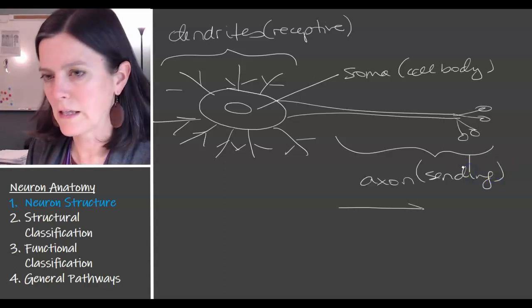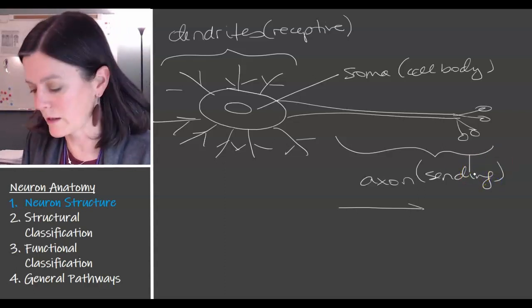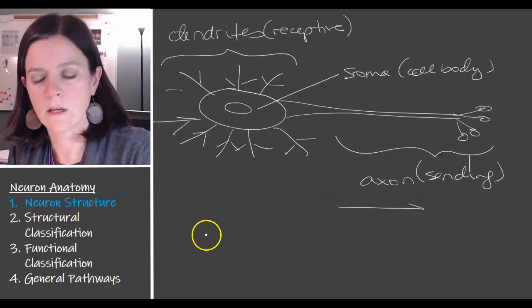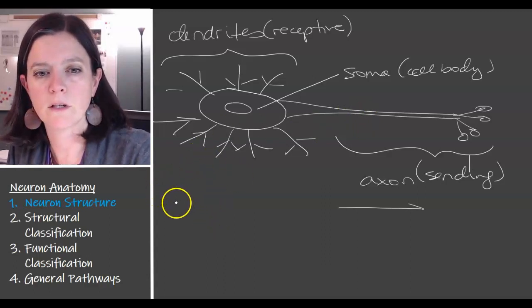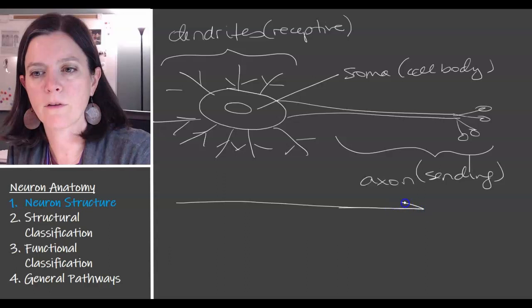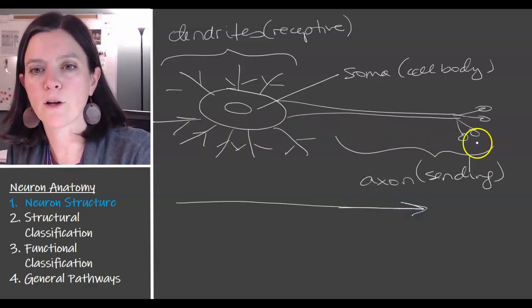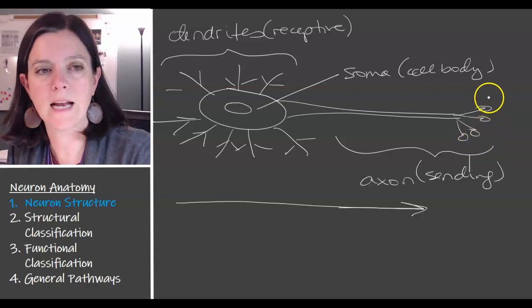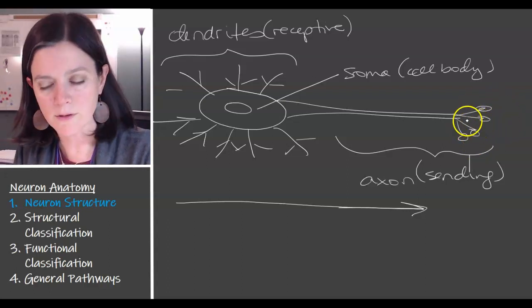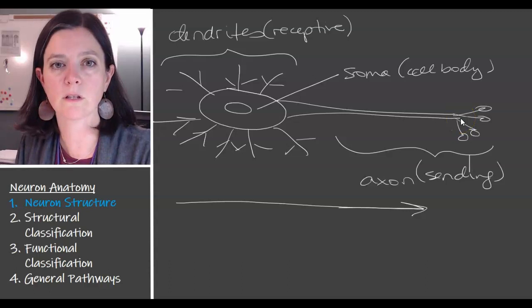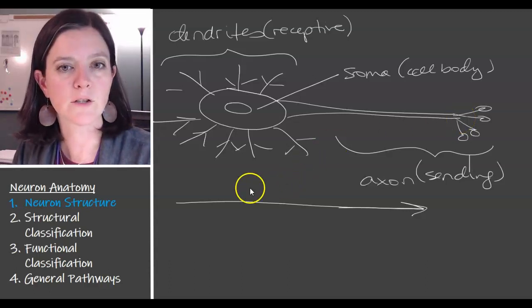So information in a neuron is always going to be flowing in this general direction. From the dendrite end, through the cell body, down along the axon to these synaptic knobs, or the axon terminals that you're already familiar with from our discussion about the neuromuscular junction.